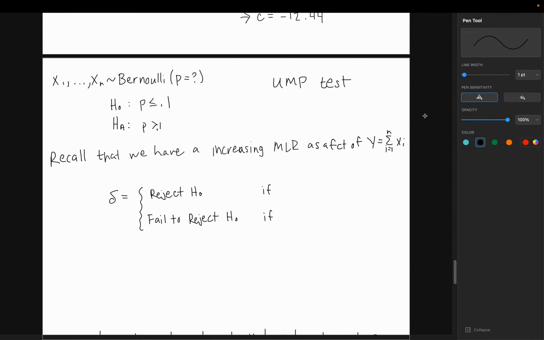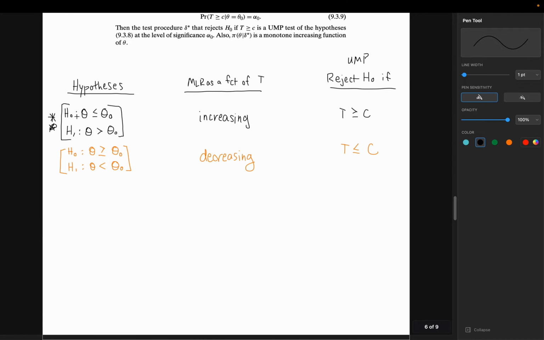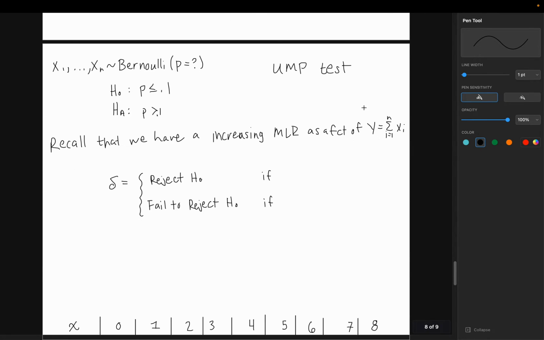Now, if we have an increasing monotone likelihood ratio as a function of our xi's, so we have this term y, that's our statistic, and we have this set of hypotheses, we can use the theorem that we've learned already, which is up here. We know it's increasing as a function of t, but for us it's y. Then a UMP test is going to have this form where y is greater than or equal to some value c. So we're going to reject h naught for y greater than or equal to c, and we'll fail to reject if it's less than c.